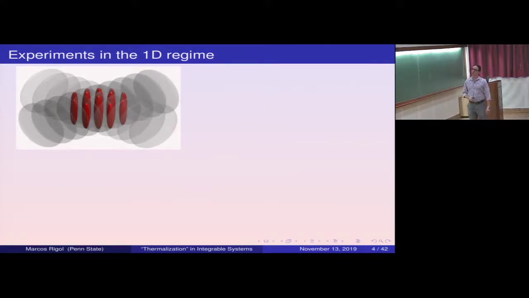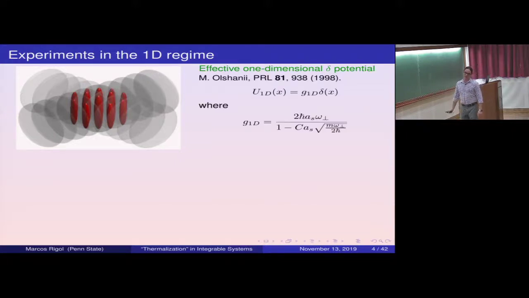So what's great about these? These are very cold. In 3D, you can describe interactions as contact interactions, and even if you go to 1D, and that was something done by Maxim Olshanii 20 years ago, you find that the effective interaction of those bosons is contact. And the great thing is that now you can control how strong this is by just changing the intensity of the laser, which will control this omega perp. This a_s is the scattering length in 3 dimensions. So you can control interaction in here by just controlling how intense your lasers are to create this one dimension.